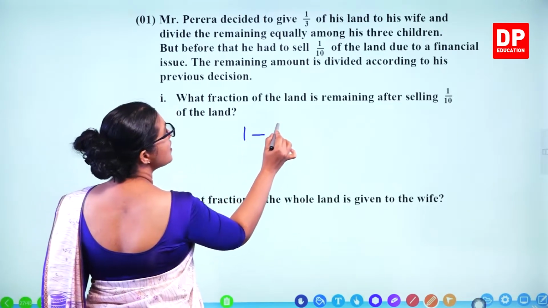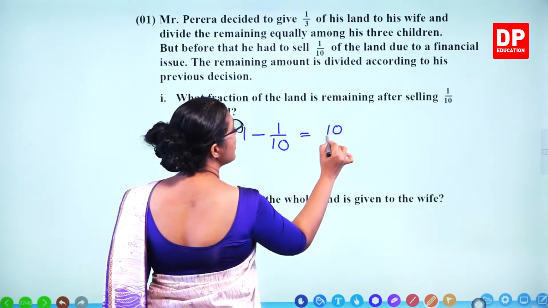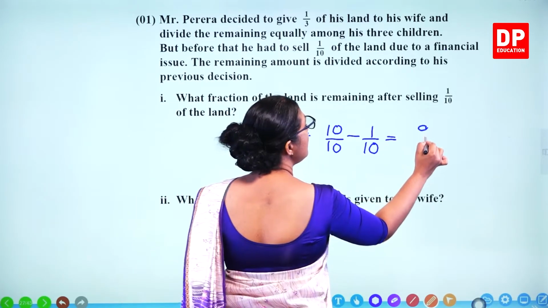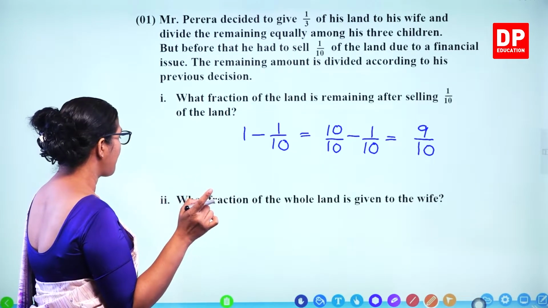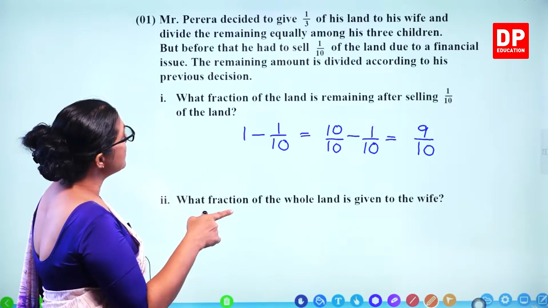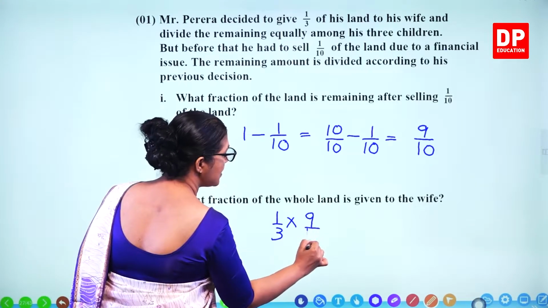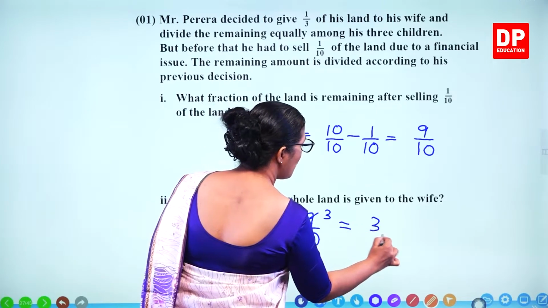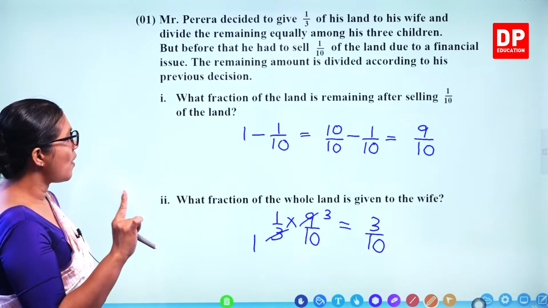So 1 minus 1/10. 1 you can write as 10/10, minus 1/10 is 9/10. So that's the remaining part. What fraction of the whole land is given to his wife? From this, 1/3. So 1/3 of 9/10. 3 times 1, 3 times 3, 3 over 10. 3/10 given to his wife.